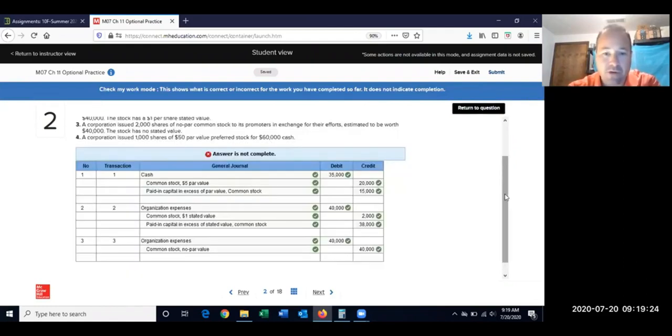So we can check the work here, and I know I didn't do the last one, but the only thing different is it's preferred stock. So you just got to pick the one that's preferred. Just make sure you look at the wording closely, and if it has no par value, no stated value, then all of it goes to common, nothing to additional paid in capital.